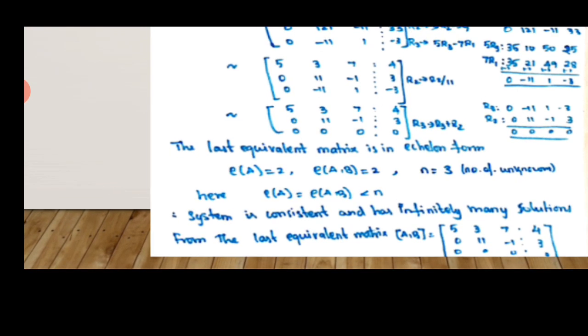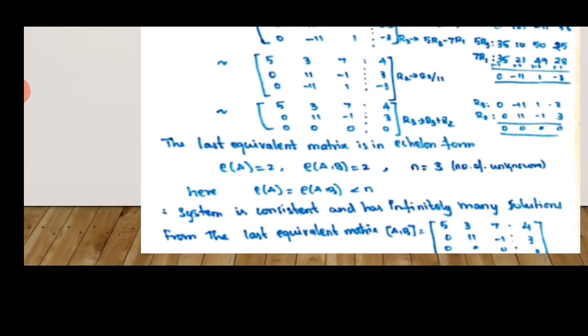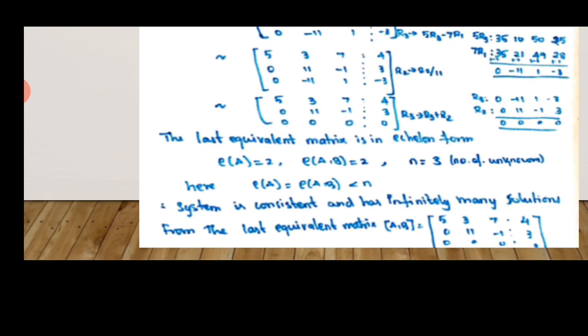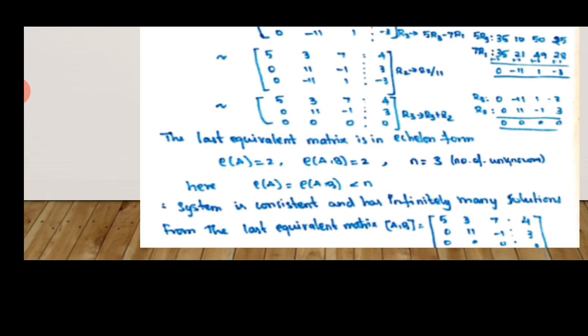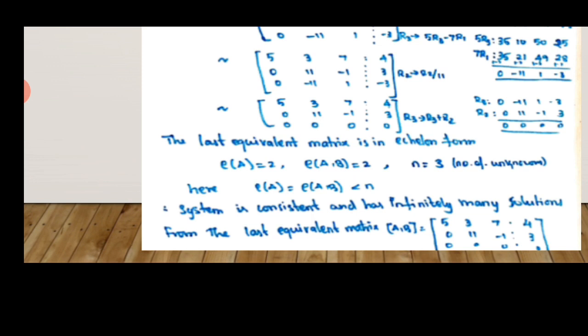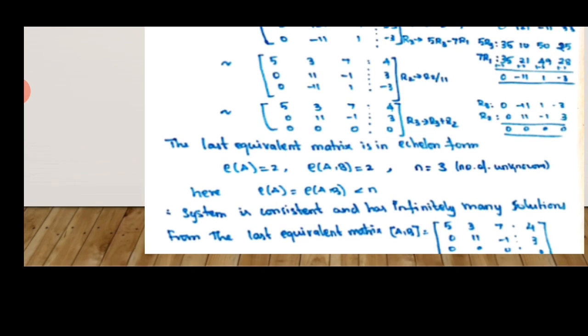So here you can see the rank of A and rank of A comma B are equal. They are both 2. But the number of unknowns is 3. So rank of A is equal to rank of A comma B, but both are less than n value. Therefore the system is consistent and has infinitely many solutions. Okay, how will you find the infinitely many solutions? General form. So you have to take the last equivalent matrix.